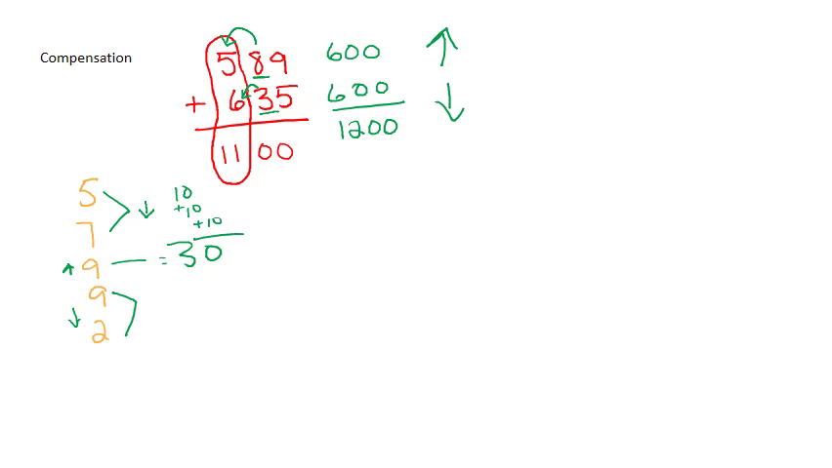So compensation is great because you can have a more accurate answer just by rounding one of them up and one of them down. Or maybe one of them down and 2 of them up like I did, or 2 of them down, 1 of them up in the last example.